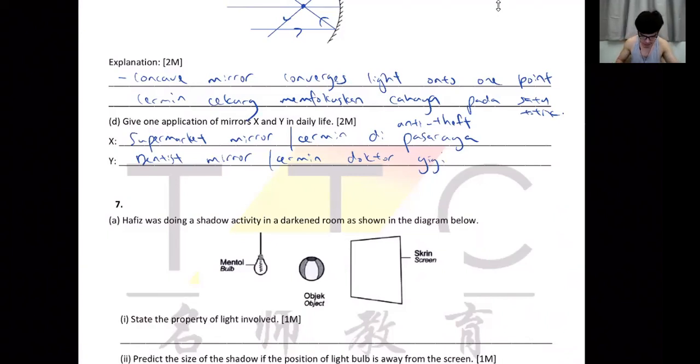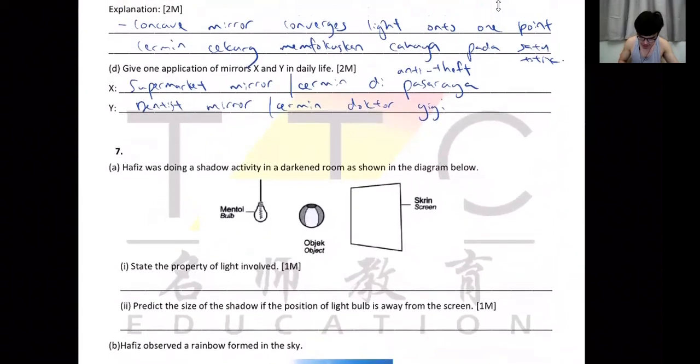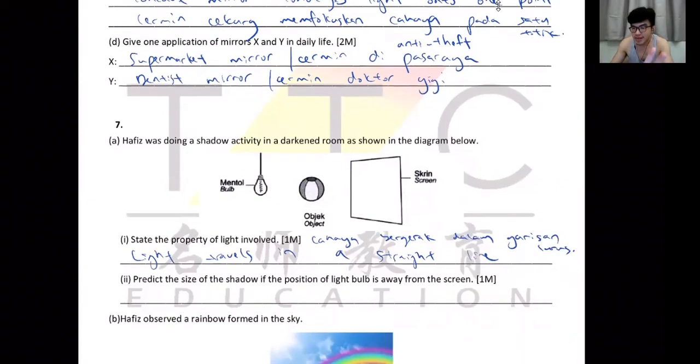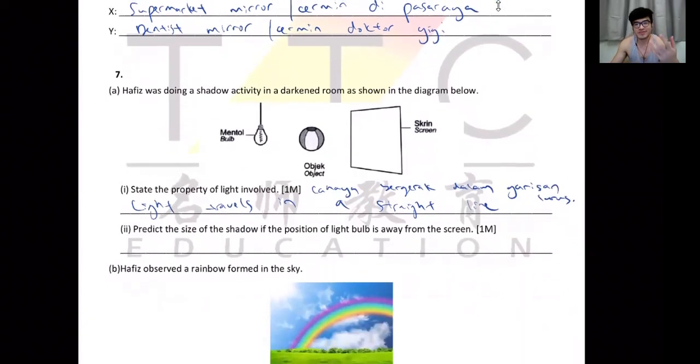Okay, so next, number 7. Hafiz was doing a shadow activity in a darker room as shown. So state the property of light. He will see a shadow here. What does it mean? Okay, so light travels in a straight line. Okay, cahaya bergerak dalam garisan lurus. Pardon my handwriting. As long as you can read it, then my job is done.